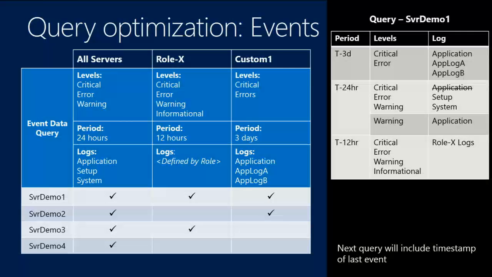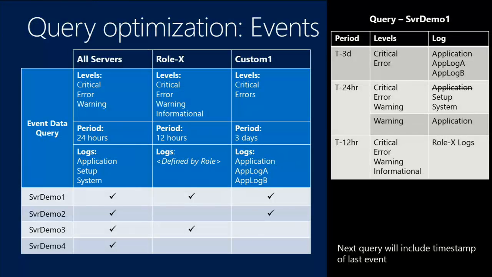Now let's add our custom group. Our custom group is going to ask for critical and error events. It's going to ask for 3 days' worth, across the application log, which we already had for all servers, and then app log A and app log B.